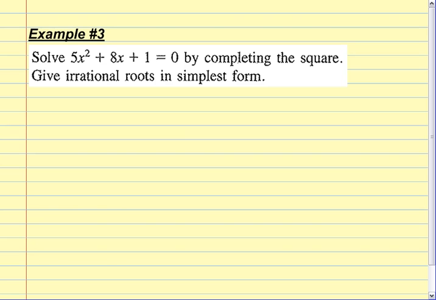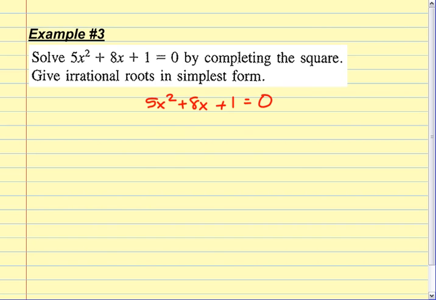example. Okay. Example number 3 says, solve 5x squared plus 8x plus 1 equals 0 by completing the square. Give irrational roots in simplest form. Okay. This one's a little bit different. That's why we're going to do it. 5x squared plus 8x plus 1 is equal to 0.